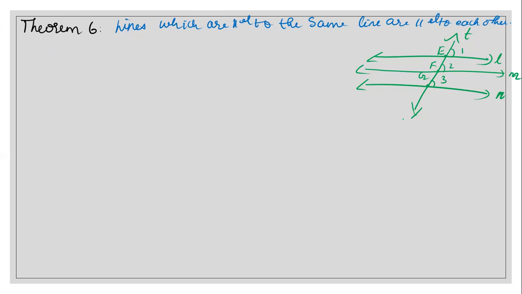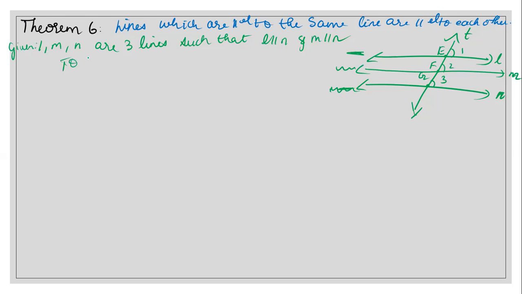L, M, and N are three lines such that L is parallel to N and M is parallel to N. Meaning this line L is parallel to N, and similarly this line M is parallel to this line N. Okay, this is the given information.